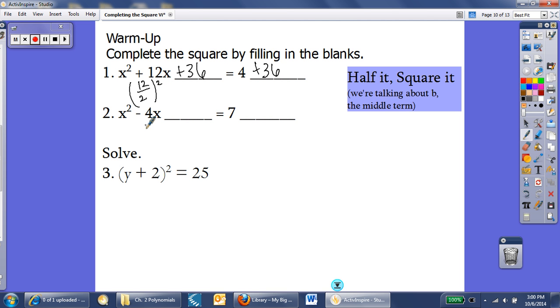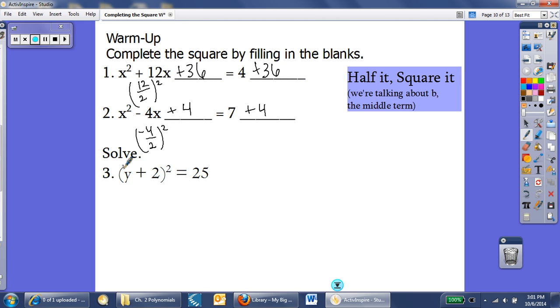Looking at number 2, I'm looking at my middle term, negative 4, half it, which is negative 2, squared, 4. I add 4 to both sides. Again, negative 4 divided by 2 squared gives me the c term.